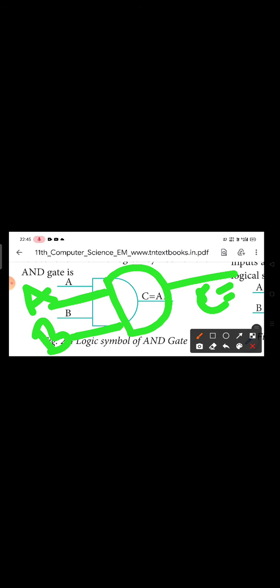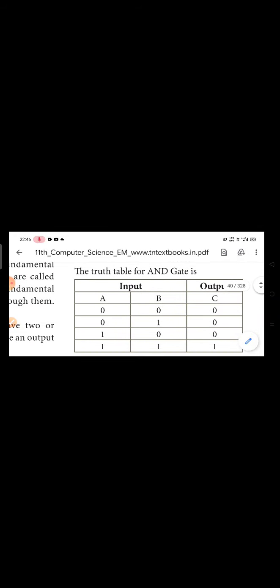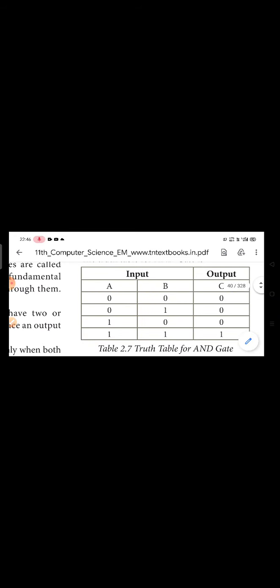So what is the operator? The dot operator is used for the AND gate. So now you write A dot B, or A B, you can directly write. So this is the AND gate logic symbol. The definition is already explained and the truth table also. If both the inputs are 1, then only the output is 1, otherwise the output is 0, because this is a multiplication operator.